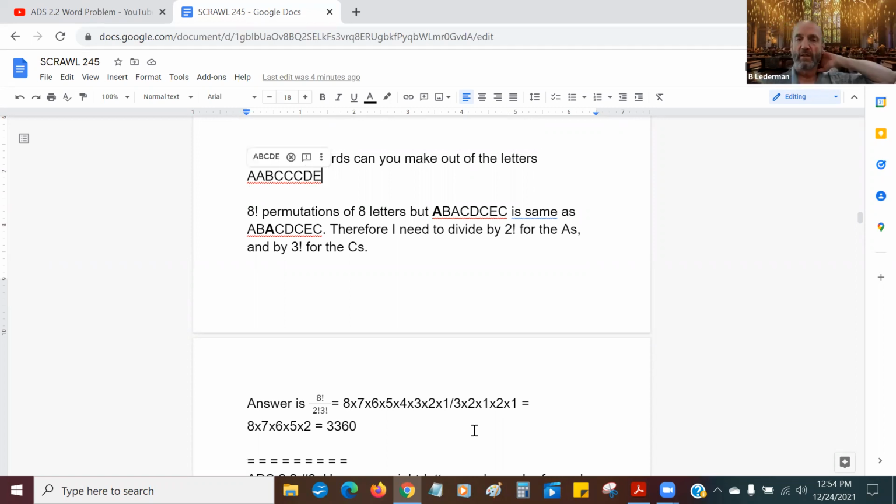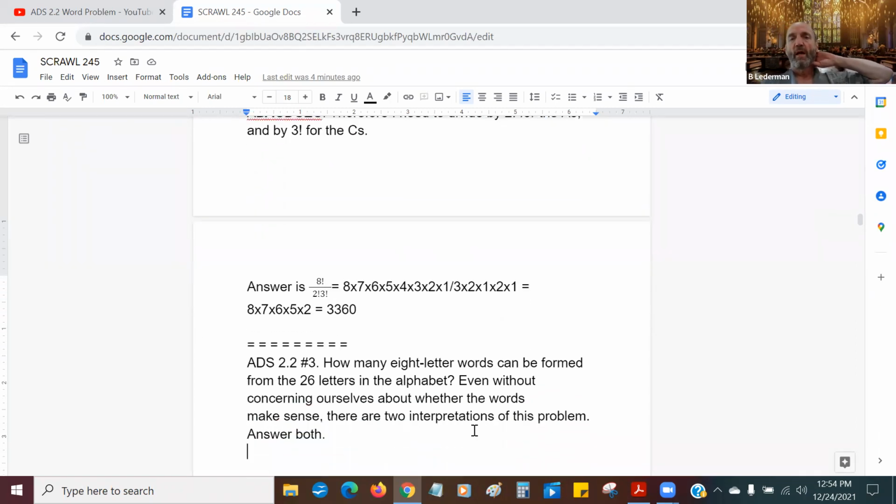The question here, and again, this is straight from the textbook, I just copied and pasted: how many 8-letter words can be formed from the 26 letters of the alphabet? Now, if you notice, the alphabet doesn't repeat letters. The alphabet is just A, B, C, D, E, F, G, I could continue on that. And so you don't have the whole business of dividing by factorials.